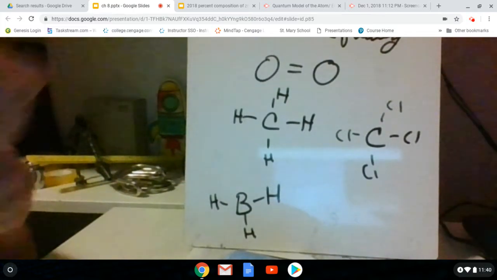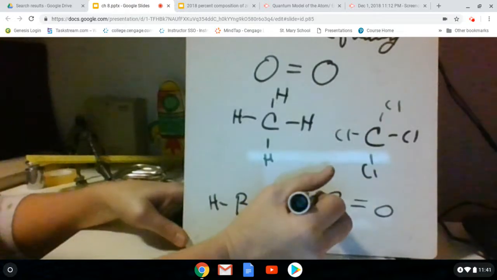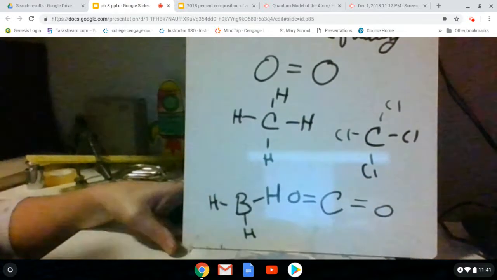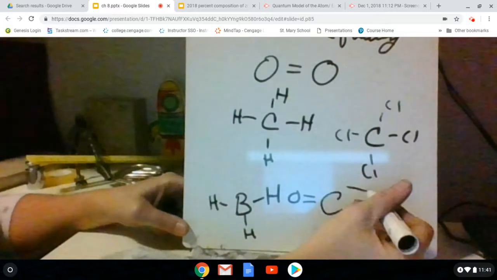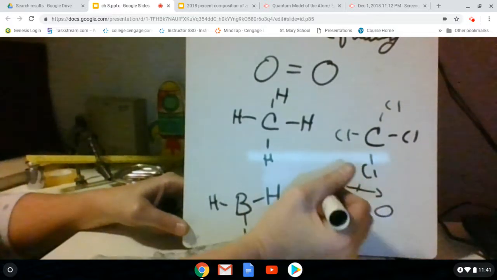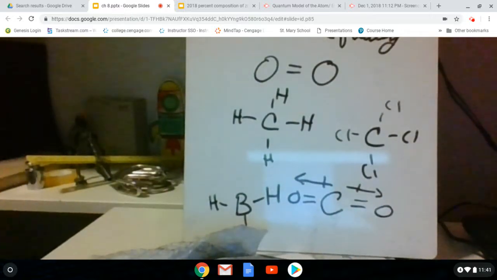One of the exceptions to this is carbon dioxide. Okay, carbon dioxide is a nonpolar compound. However, it has a dipole, has 2 dipoles, because the oxygen is more electronegative than carbon.